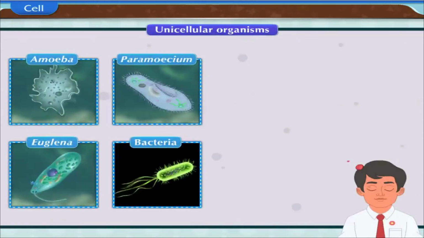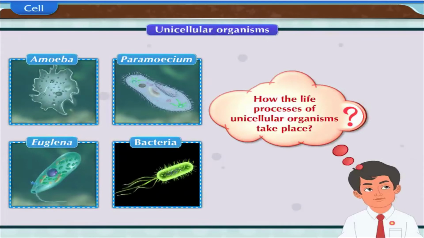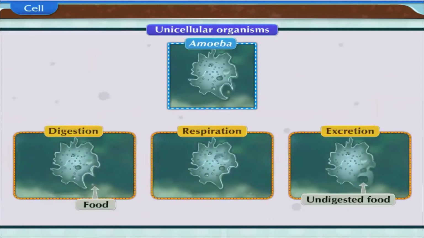But do you know how the life processes of unicellular organisms take place? All the life processes in a unicellular organism, such as digestion, respiration, excretion, etc., take place in the single cell itself.